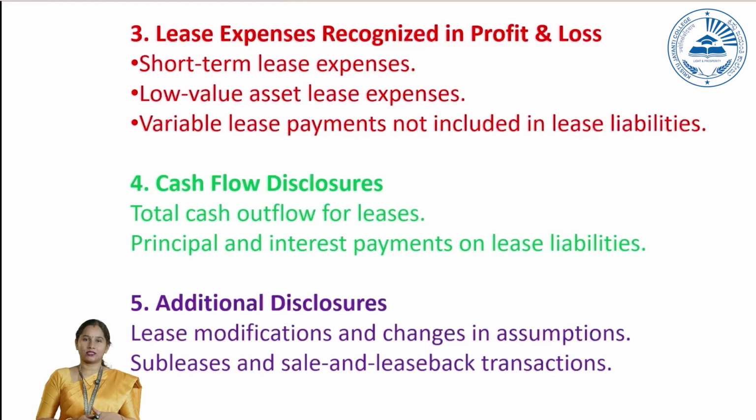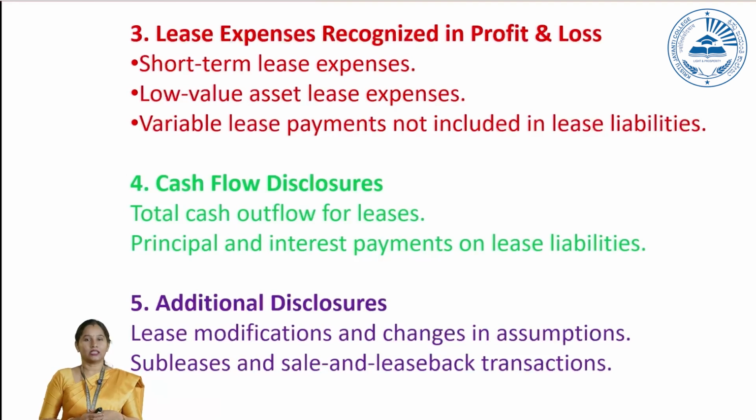The fourth disclosure is cash flow disclosure. The cash flow statement depicts what amount goes out from the organization for the purpose of the lease agreement. So the cash flow disclosure needs to identify the principal amount and the interest payment which they have made on the lease liability. So the fourth disclosure is very important from the perspective of the lessee.